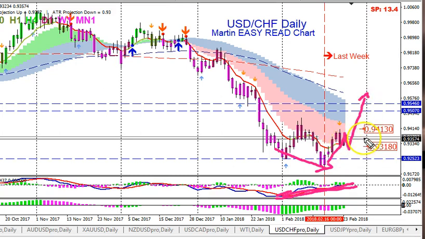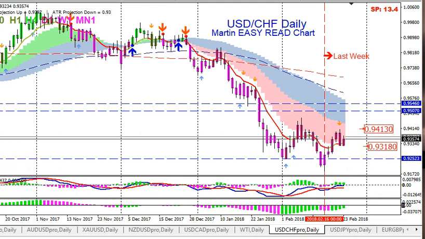Anyways, if you think price is going to go higher, look at buys above 0.9413. And again, if you think price is going to go lower, look at sells below 0.9318, just below the low of this middle candle here. So that's the big clue that we're waiting for and looking for. It may happen this week.